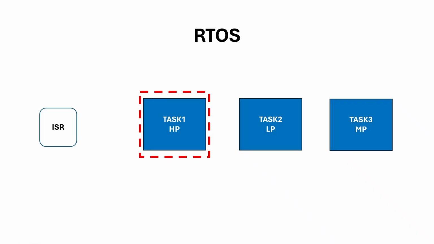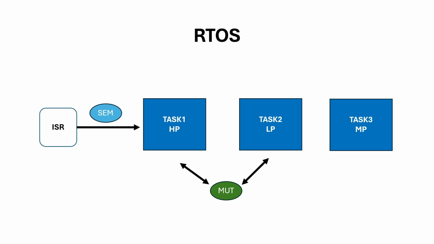In my example, I have three tasks and an interrupt service routine, and the tasks have different levels of priority: high, low, and medium. Task 1 and 2 have some shared resources that I protect using a mutex. And task 3 is doing its own thing on the side. Now the thing is, for task 1 to take the mutex, it has to receive a semaphore from the interrupt service routine.